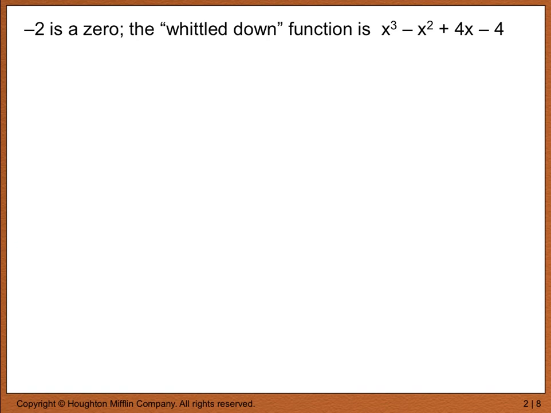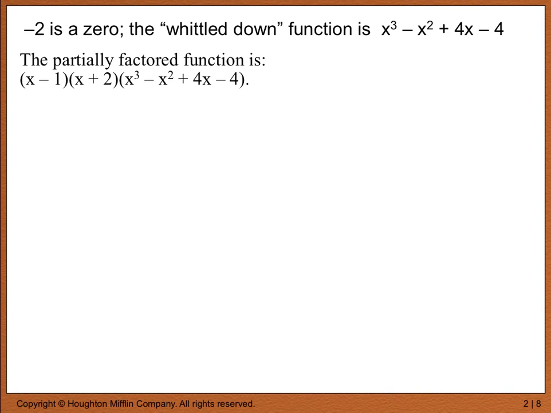Once you've found 1 or 2 of the rational zeros, then you can try to factor. And so the partially factored function is x minus 1 times x plus 2 times the final whittled down function that we ended up with. Now we know x minus 1 is a factor because 1 is a 0. We know that x plus 2 is a factor because negative 2 is a 0. And so what we're left with, besides x minus 1 and x plus 2, is that final whittled down function, and that is x cubed minus x squared plus 4x minus 4.